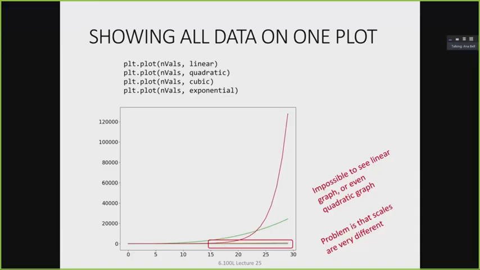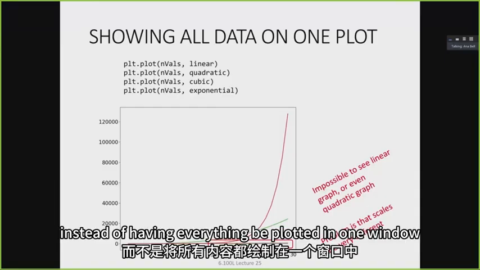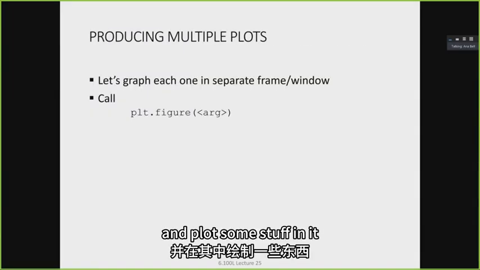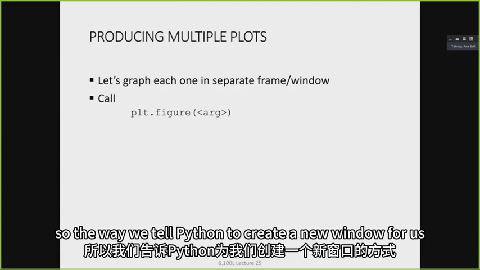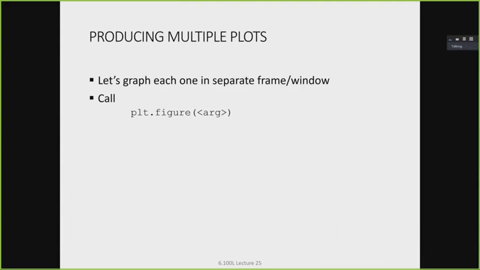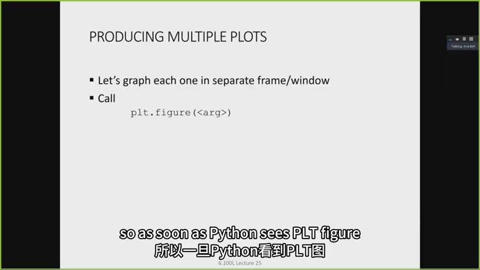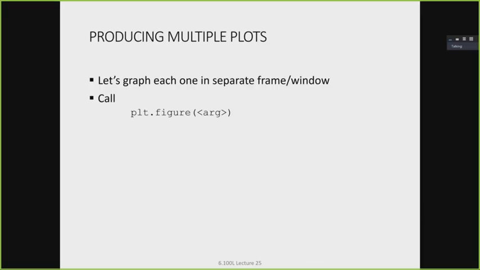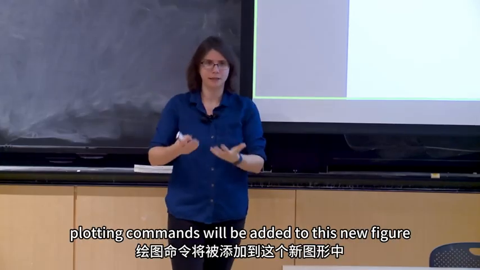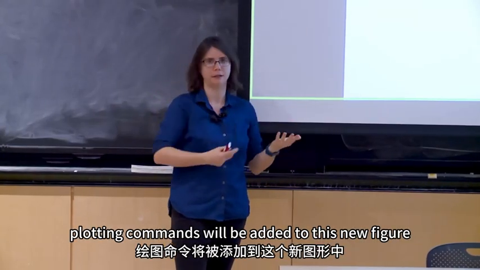So instead of having everything be plotted in one window, we're going to tell Python to create a new window and plot some stuff in it. So the way we tell Python to create a new window for us is with the command plt.figure. Okay. So as soon as Python sees plt.figure, it will create a new window, bring it to the foreground, and any further plotting commands will be added to this new figure.